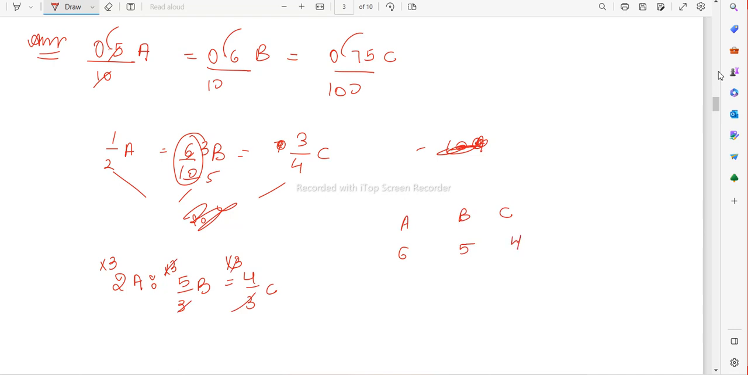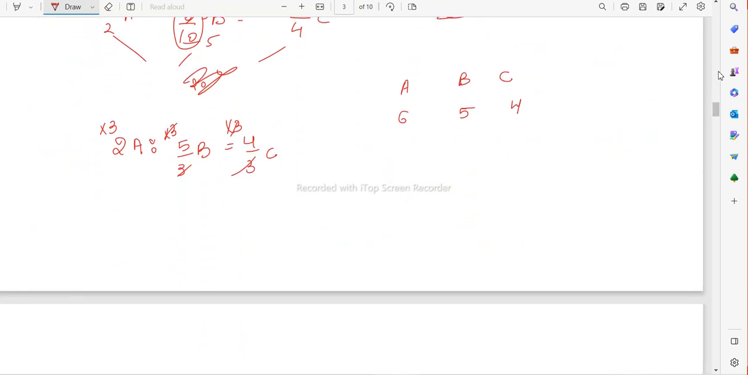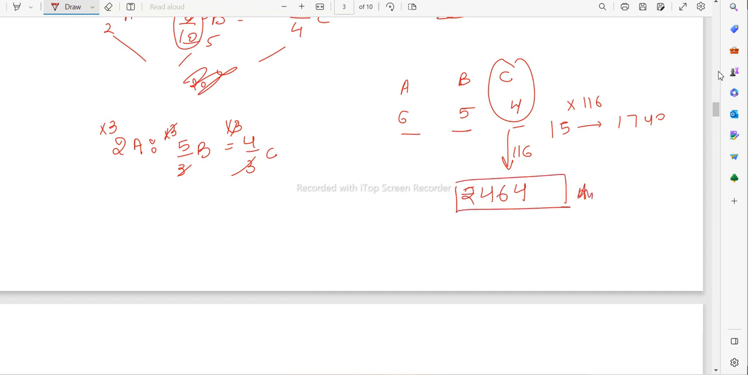Okay. Now you can see the total amount here. What was the total amount? 1740. So if you add all of this, it is giving you 15. The value of 15 is 1740. So it is going to be around 116 times extra. So if you have to know what is the value of C, it would also be 116 times extra, so it would be rupees 464. Okay, so this is going to be our answer.